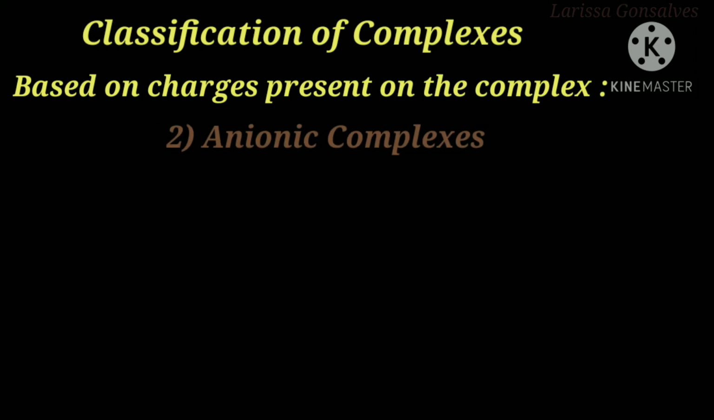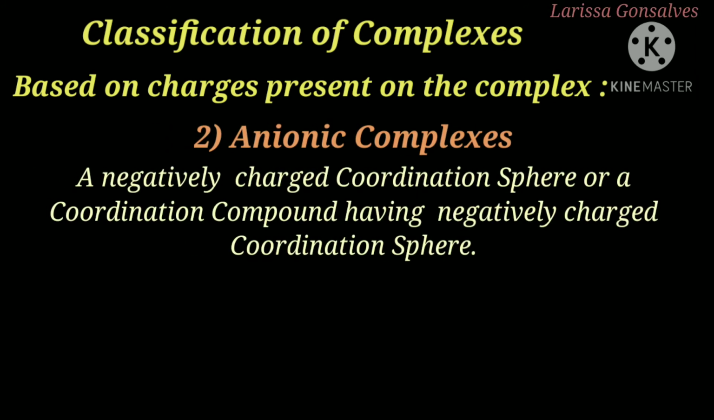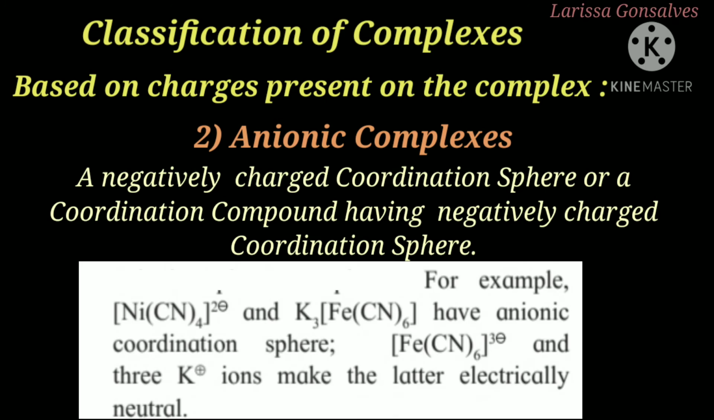Next are the anionic complex. When the coordination compounds have a negatively charged coordination sphere, then they are called as anionic complexes. For example, [Ni(CN)4] the whole raised to 2 minus.